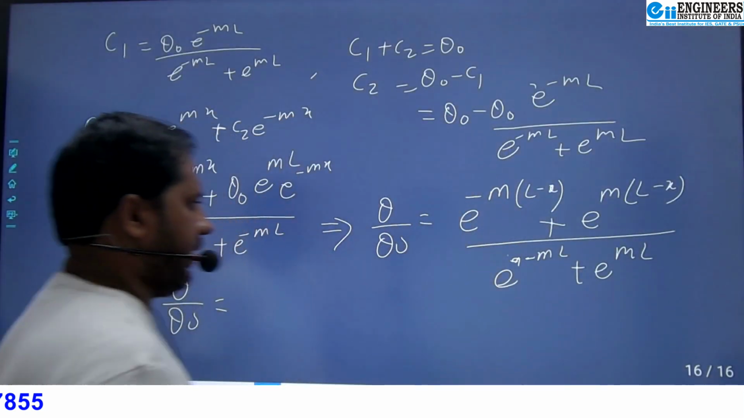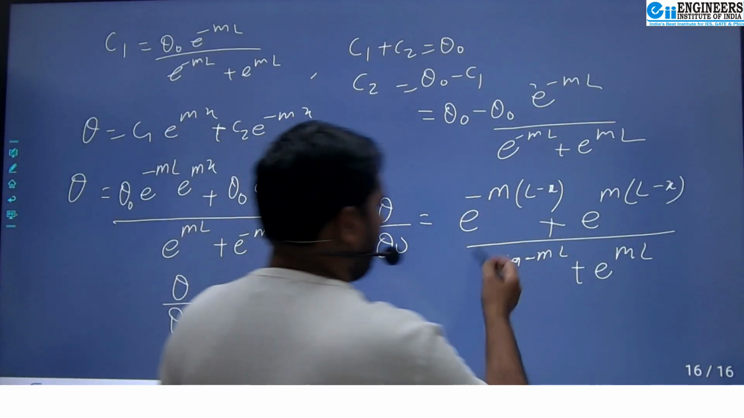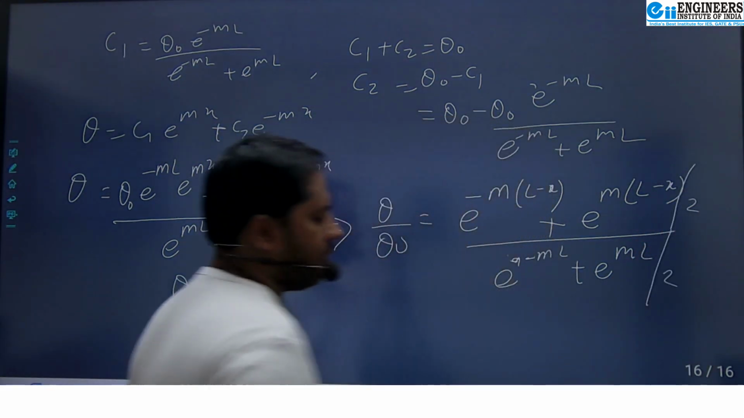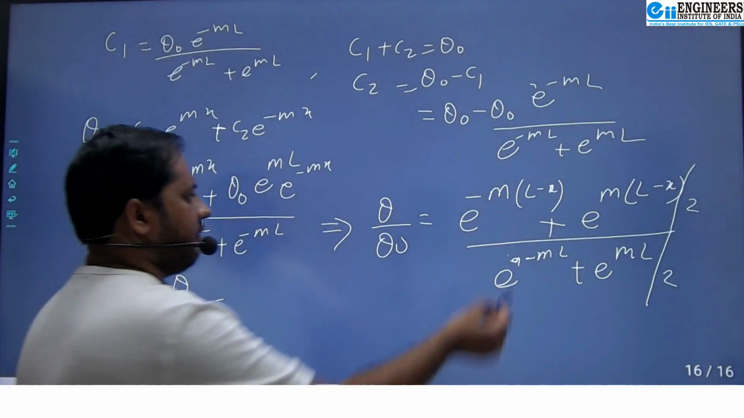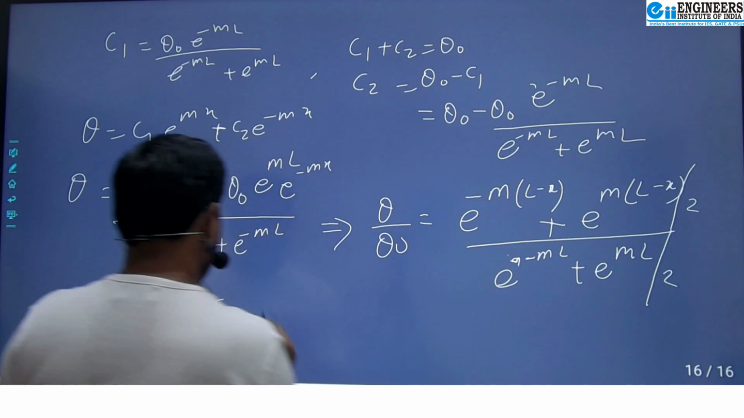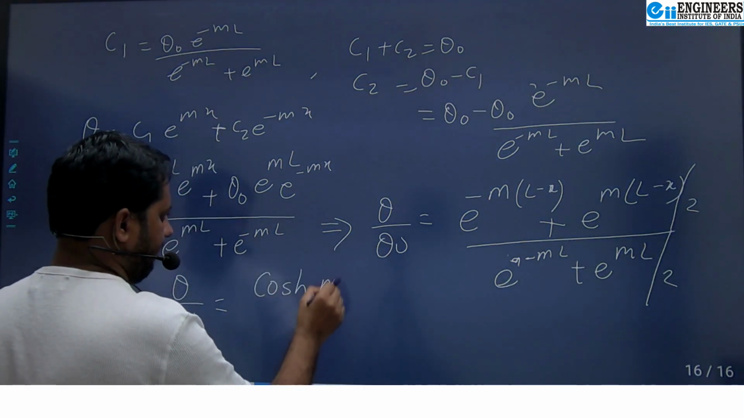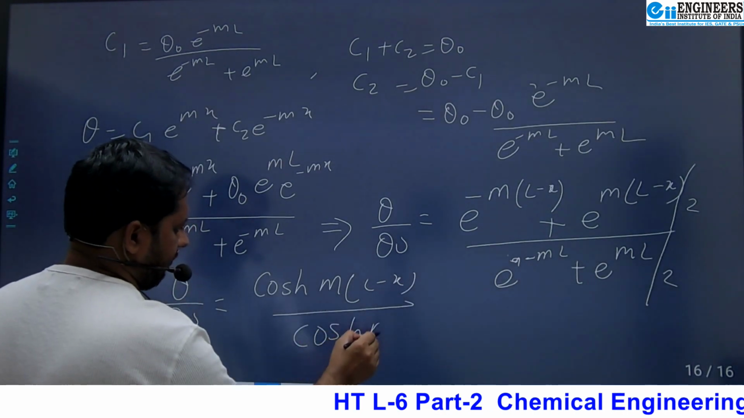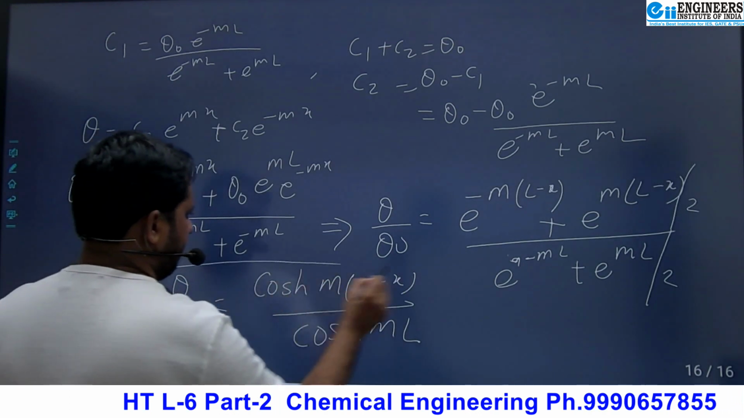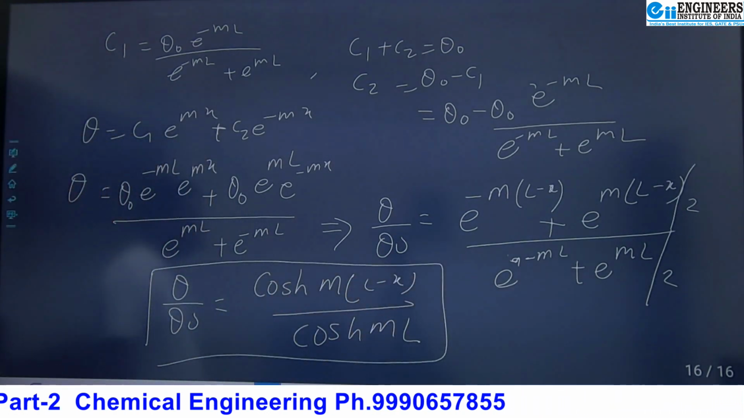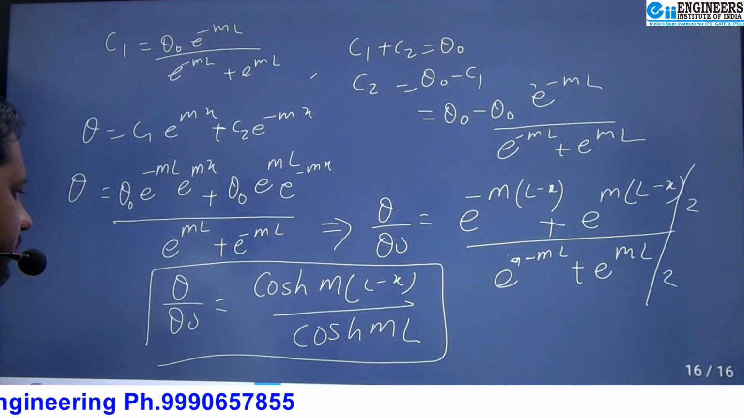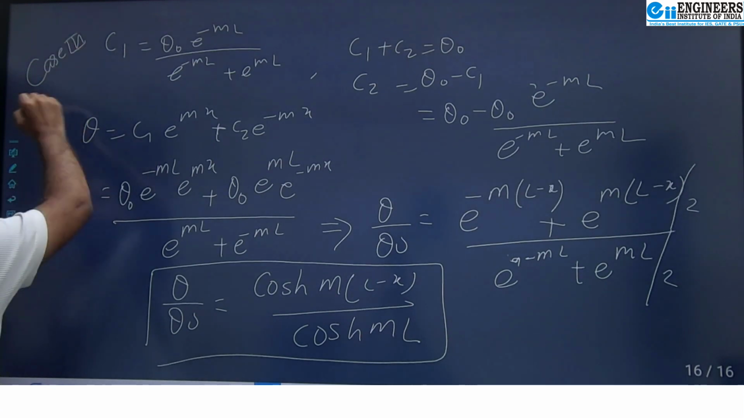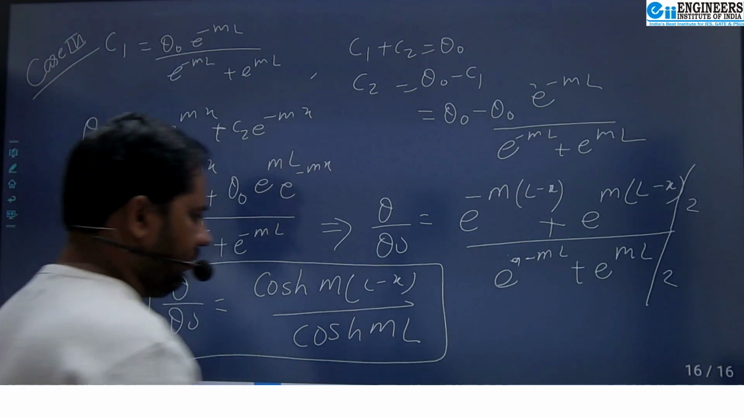So our theta by theta naught becomes, what is this value? Cos hyperbolic m(L minus x) over cos hyperbolic mL, because when both are divided by 2 in numerator and denominator, this is the formula of cos hyperbolic. So it is cosh m(L minus x) upon cosh mL. This is our desired temperature distribution function in case of case 3, where the fin is insulated.